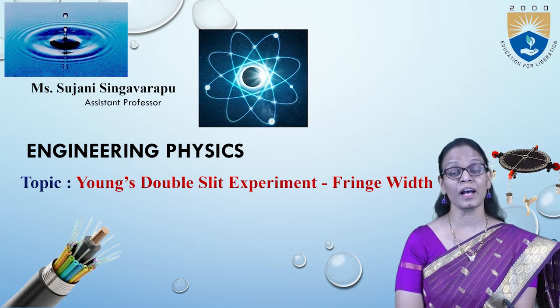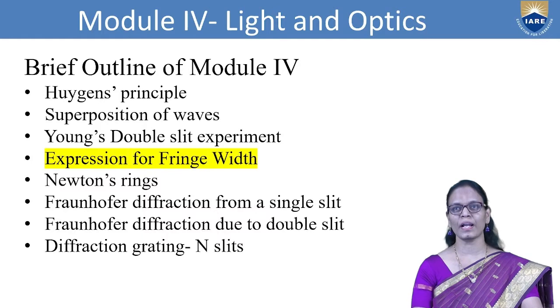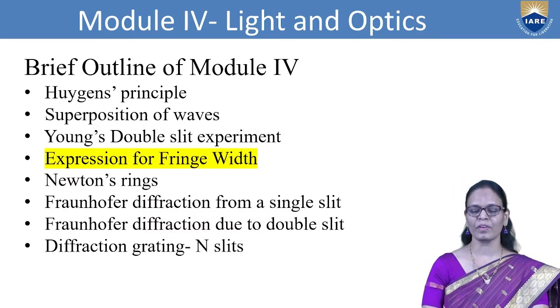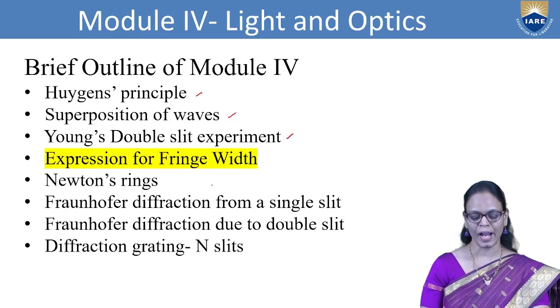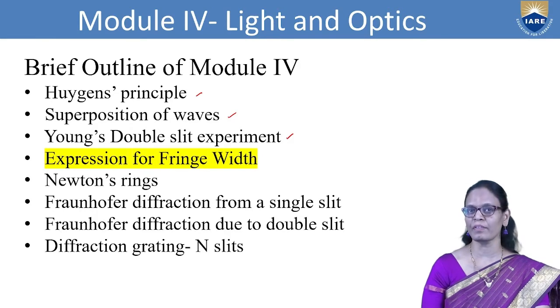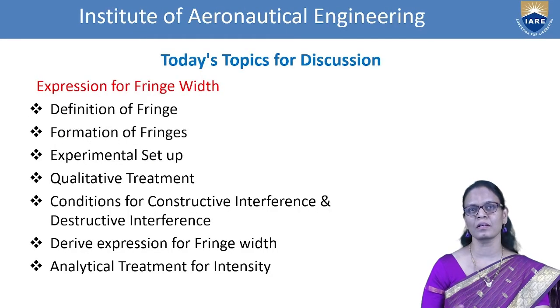Today we are going to derive an expression for the fringe width. If we look at module 4, we have already discussed the Huygens principle and the superposition of waves, and in our previous lecture we have seen the Young's double slit experiment. With the help of this experiment, today we are going to derive the expression for fringe width. So let us see how we are going to discuss this topic.